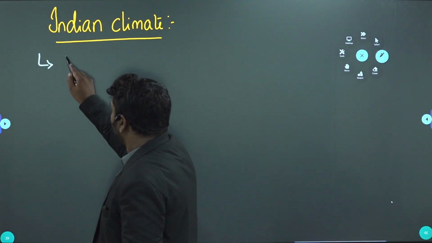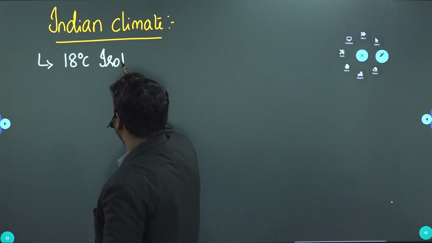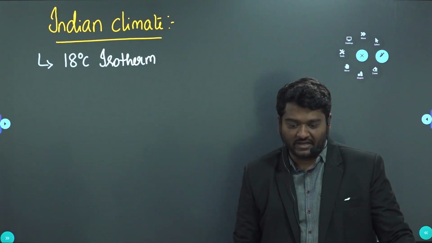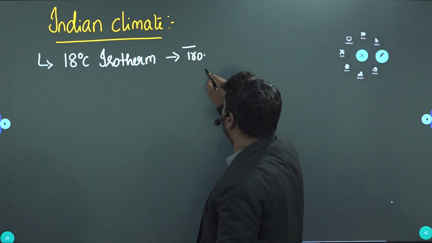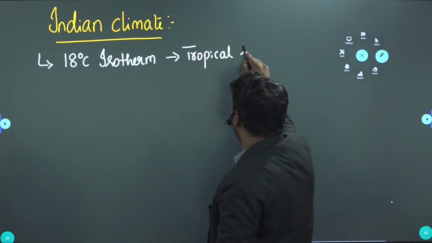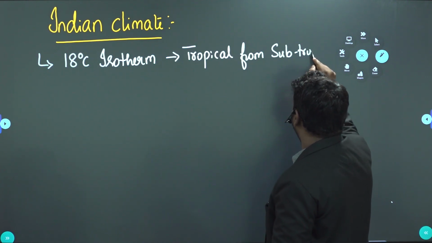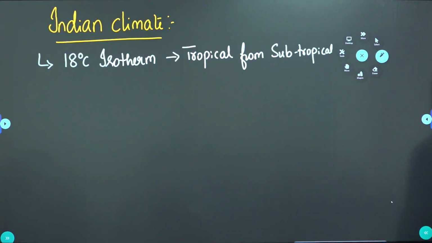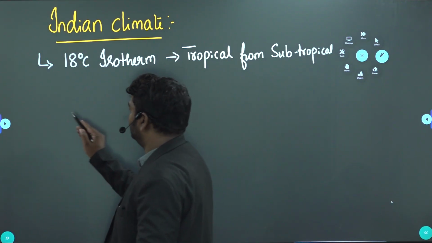So we say in this first thing, the 18 degrees Celsius isotherm separates tropical from subtropical. Fine. Tropical India is separated from subtropical by the 18 degrees Celsius isotherm.